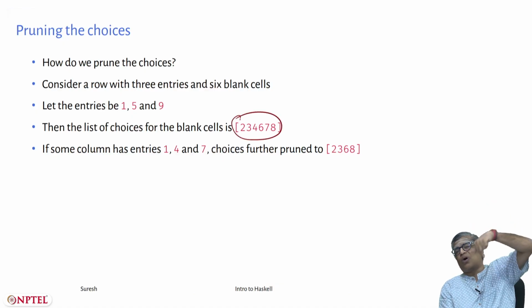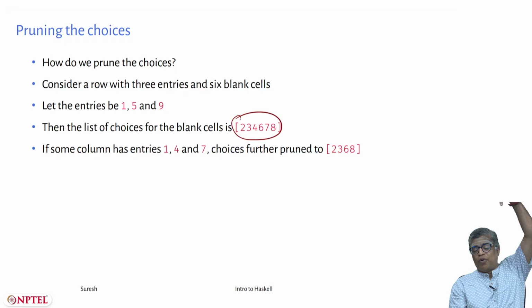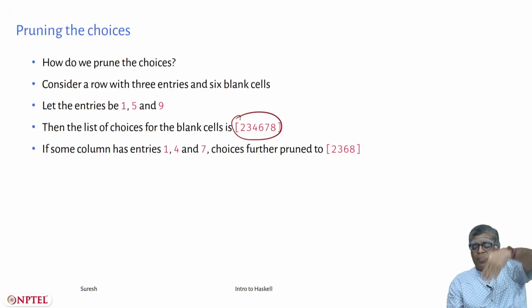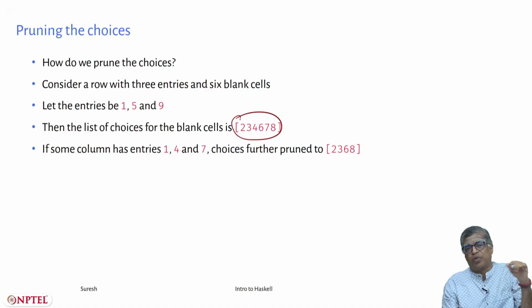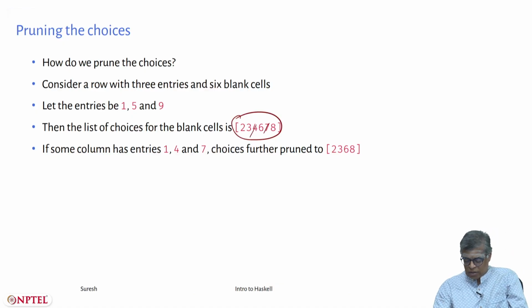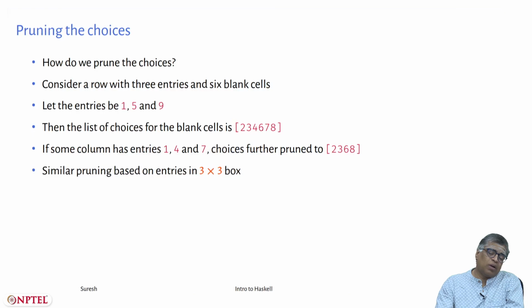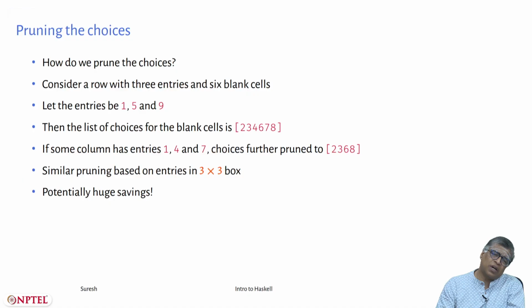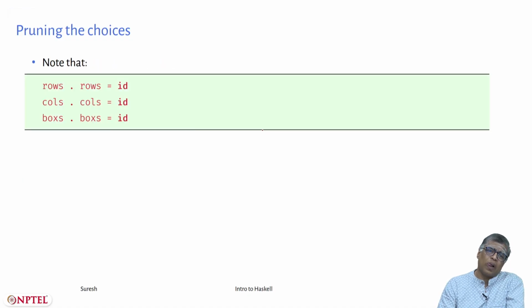Then you look at the column, and say 1, 4 and 7 occur in that column. 1 anyway is not part of my choices, so forget it, but 4 and 7 can be eliminated and I will get 2, 3, 6, 8. And if further some entry, let us say 3, occurs in the same 3 by 3 box, we will eliminate 3 as well. So this is what we mean by pruning. Fairly intuitive, potentially huge savings. Let us see how much it is.